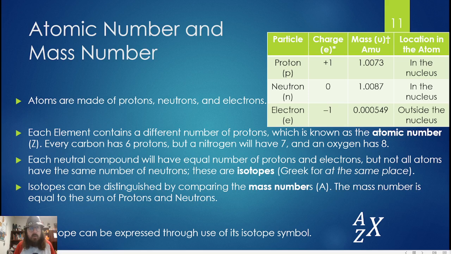Now, it is possible for them to have a different number of neutrons. A neutral compound must, in order to be neutral, have the same number of protons and electrons. But it is not needed when it comes to the neutrons. If they have a different number of neutrons, it is said to be an isotope. Isotope means at the same place. So the same number of protons, but it's kind of different.